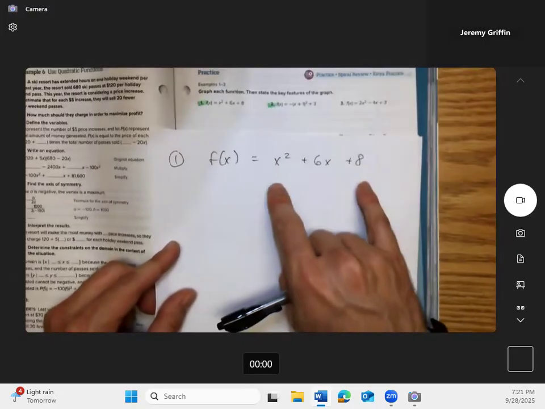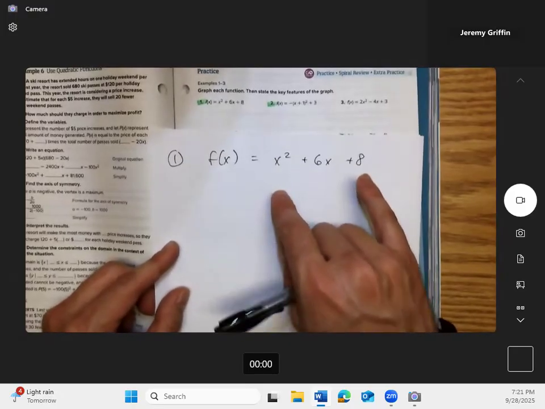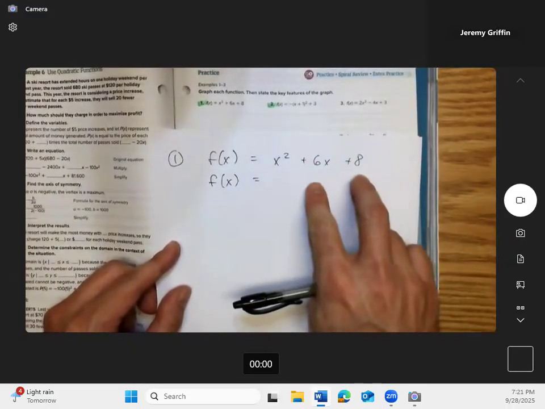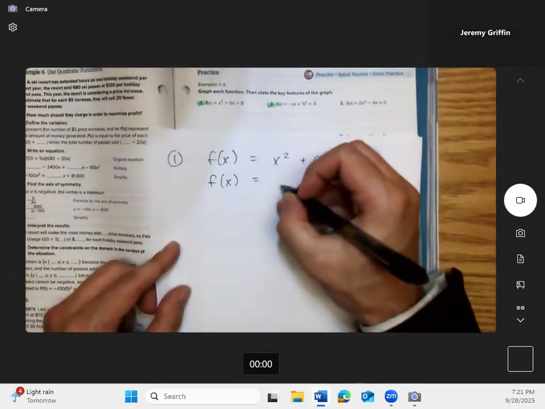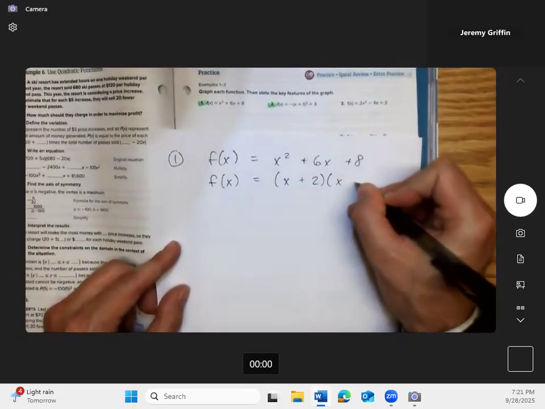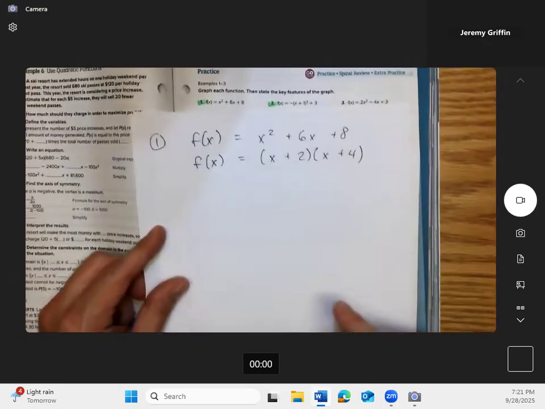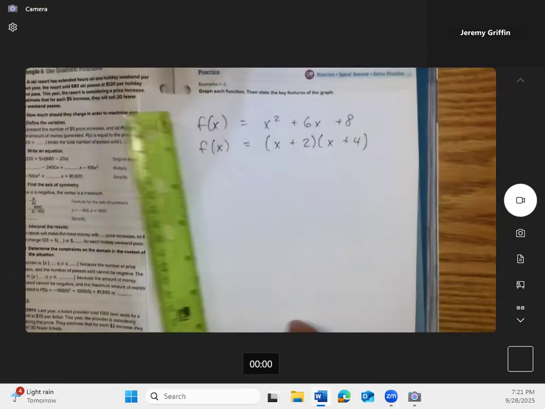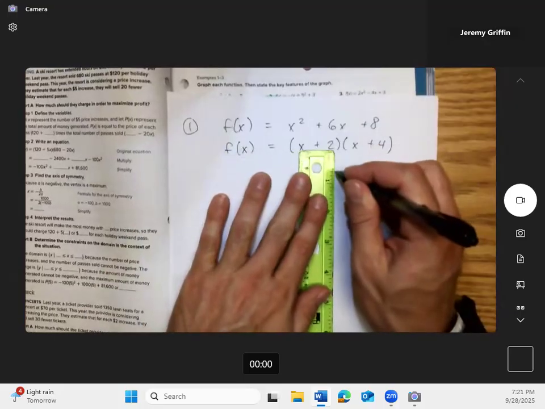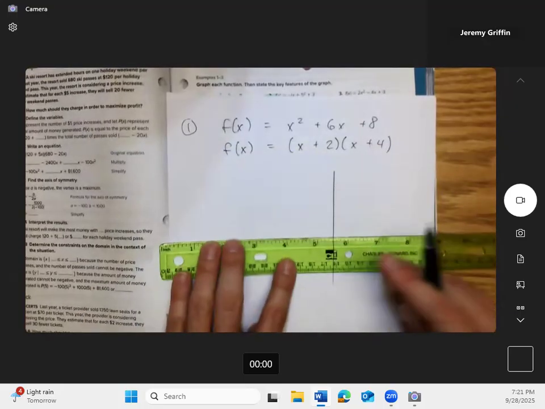Now, there are different ways to go about this. This one I'm looking at, you could factor this, right? 2 times 4 is 8, 2 plus 4 is 6. Yeah, you totally could. You could do factored form. There are other methods too, but that method just jumps out to me. You can put this in factored form, and from factored form, you can very quickly graph this.